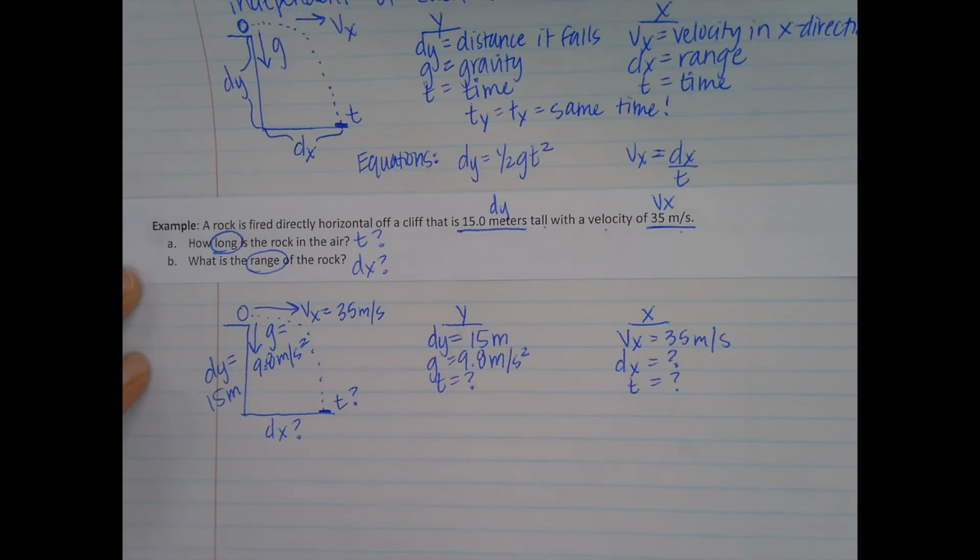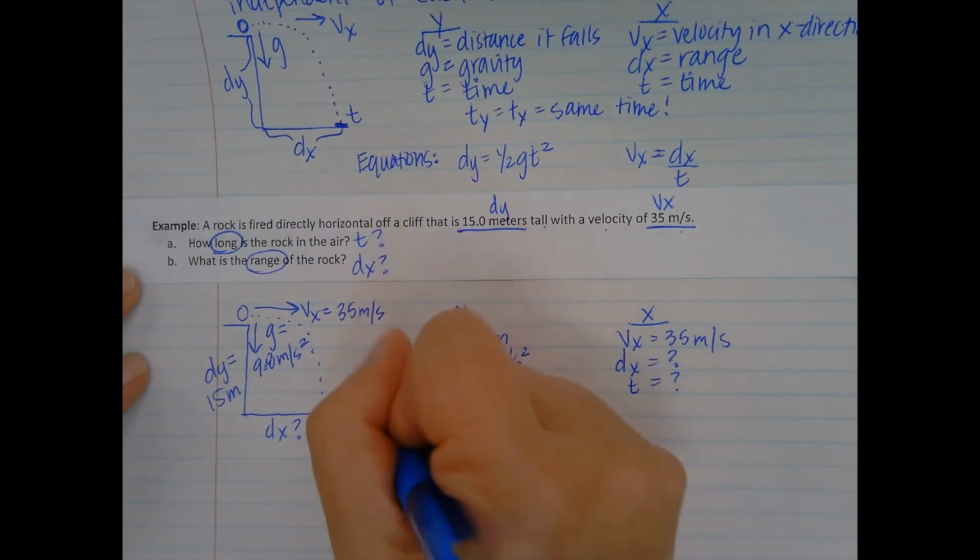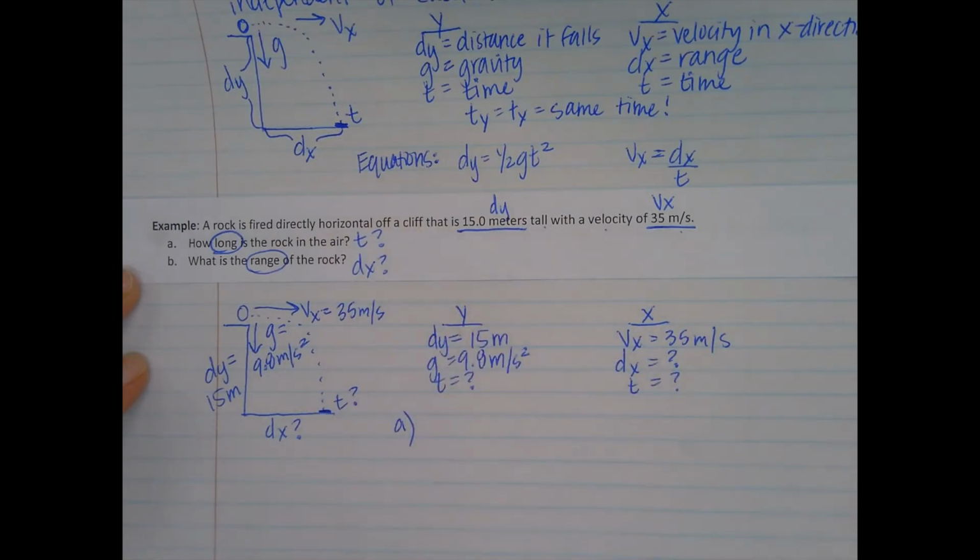So it kind of gives you a clue of the order that you're going to have to do in order to solve this. Okay, so for A, it says how long is the rock in the air? Well, that means I'm solving for t. I can't use the x direction to solve for t because I'm missing dx.